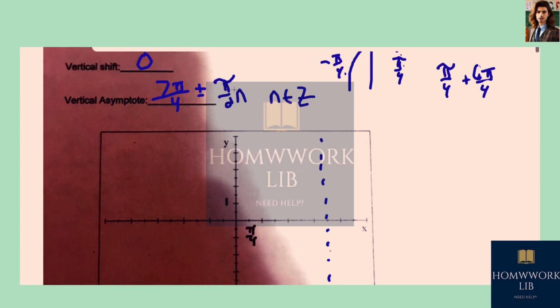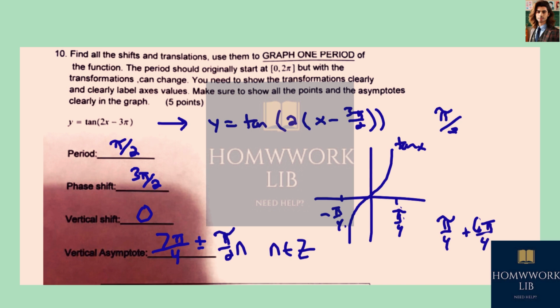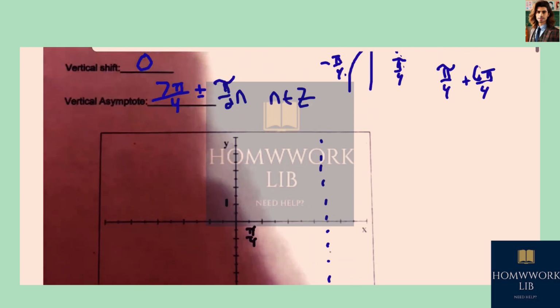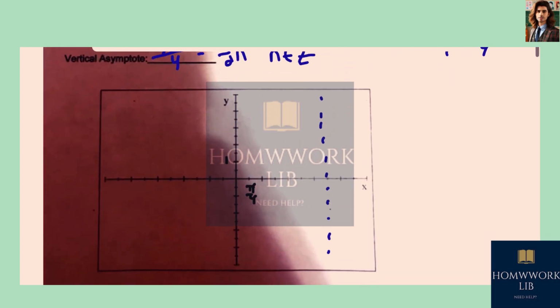And every pi over 2 units from there, which in fourths, if we're designating this as fourths, would be every 2 of them. So that'd be every pi over 2 or 2 pi over 4. So it was a big shift. You could do less if you don't use the same scale as me.